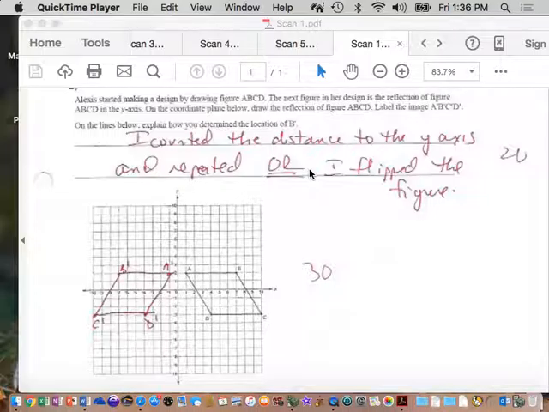Okay? So tomorrow you're going to get a quiz like this. And I'll tell you how the quiz could go. The quiz might say flip or reflect A, B, C, D over the x-axis.